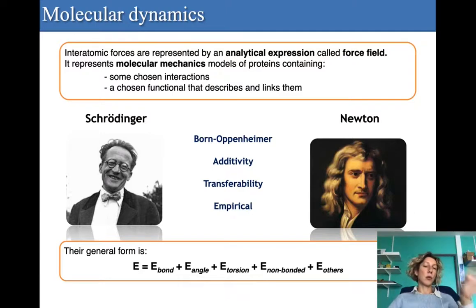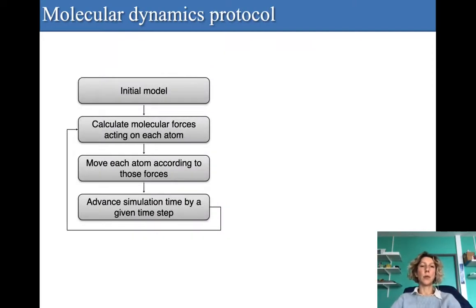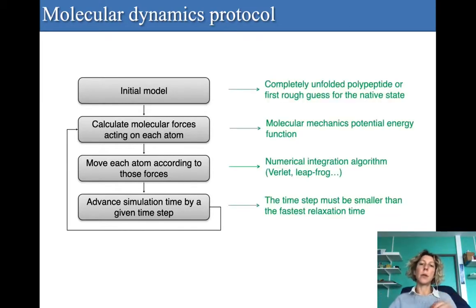You have some terms which correspond to the bonds, some terms to the angles, some terms to the torsion angles, and then some terms to the non-bonded interactions, which are electrostatics and van der Waals interactions. So you start from the initial model, you compute the forces, and then you move each atom according to these forces. You advance the simulation by a time step that must be very small, and you iterate on this, okay?